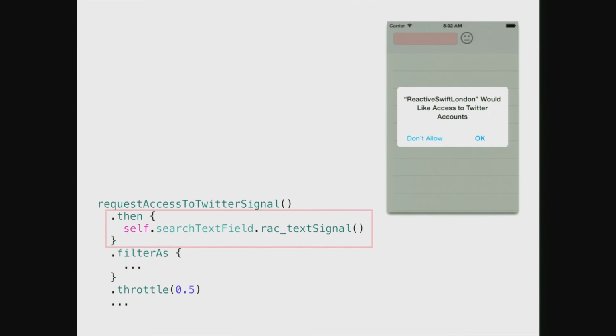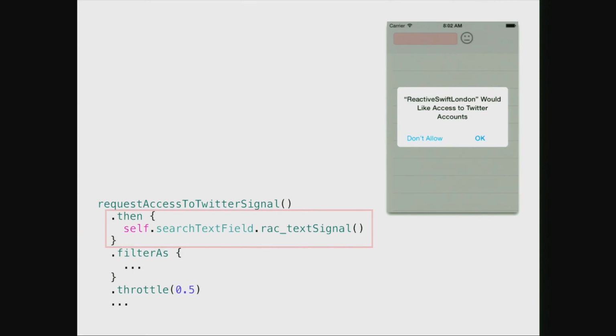So what I'm doing here is I've constructed a new signal from the process of requesting access to Twitter. I'm not going to show you the code. I'm sure you can imagine it now. You're all experts at this now. So what we're doing is we're requesting access to Twitter, and the next event will determine whether they granted access or not, and it will then complete and pass control onto my original text signal. Hopefully that makes sense. I think it still makes sense to me.